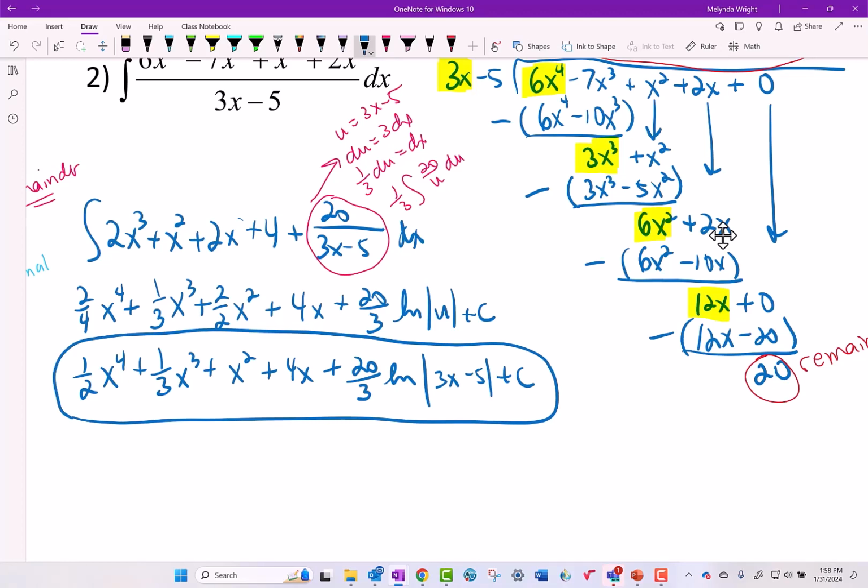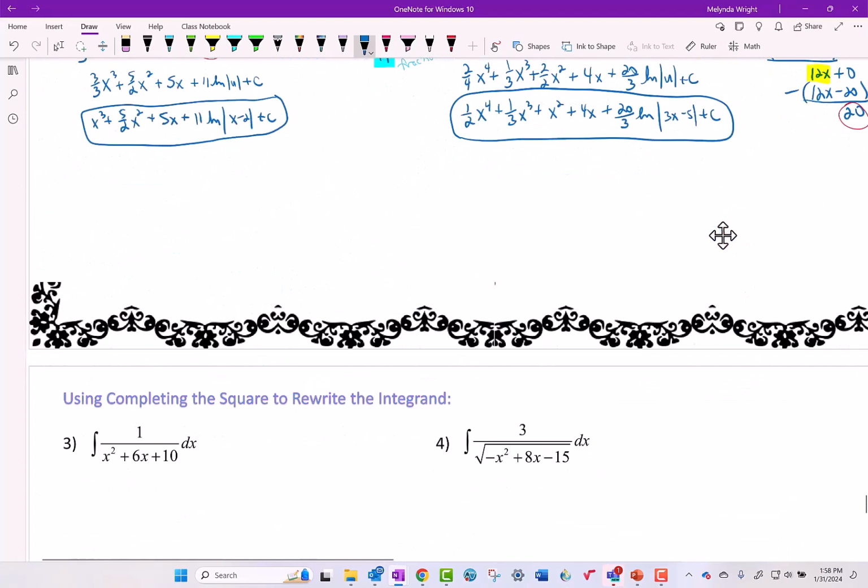Okay, so those are two examples on using the long division before we integrate. All right, how are we doing? Okay, we have one more technique we're going to look at today. Actually, the last one in this unit, the last integration technique that we're going to do. And that is on the next page. I have a couple of examples on that.